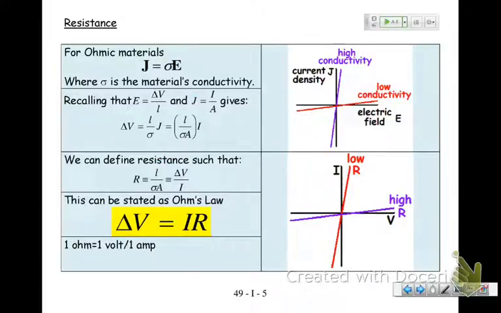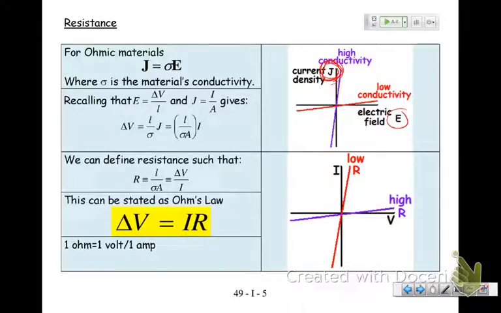So, you could plot a graph of current density versus the electric field that's causing this current, and you get something that looks like this, where you plot the current density on the vertical axis and you plot the electric field on the horizontal axis, and you get these straight line graphs. If you increase the electric field, you increase the current density. More current flowing across the cross-sectional area.